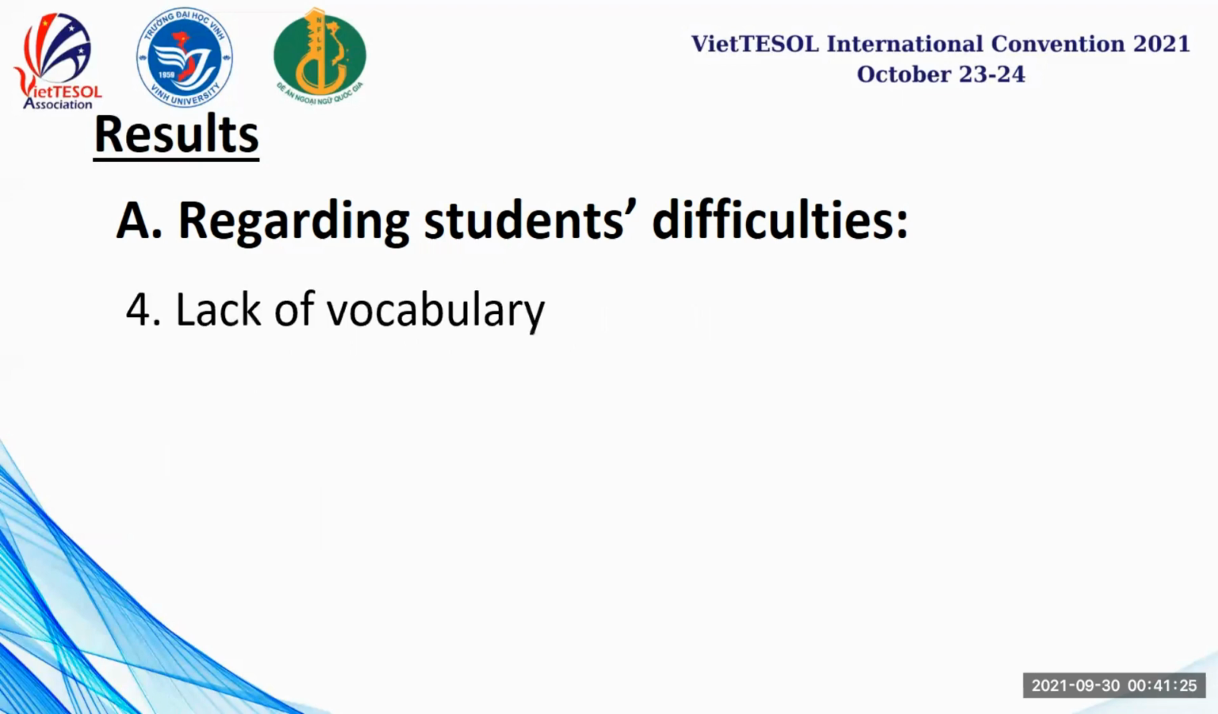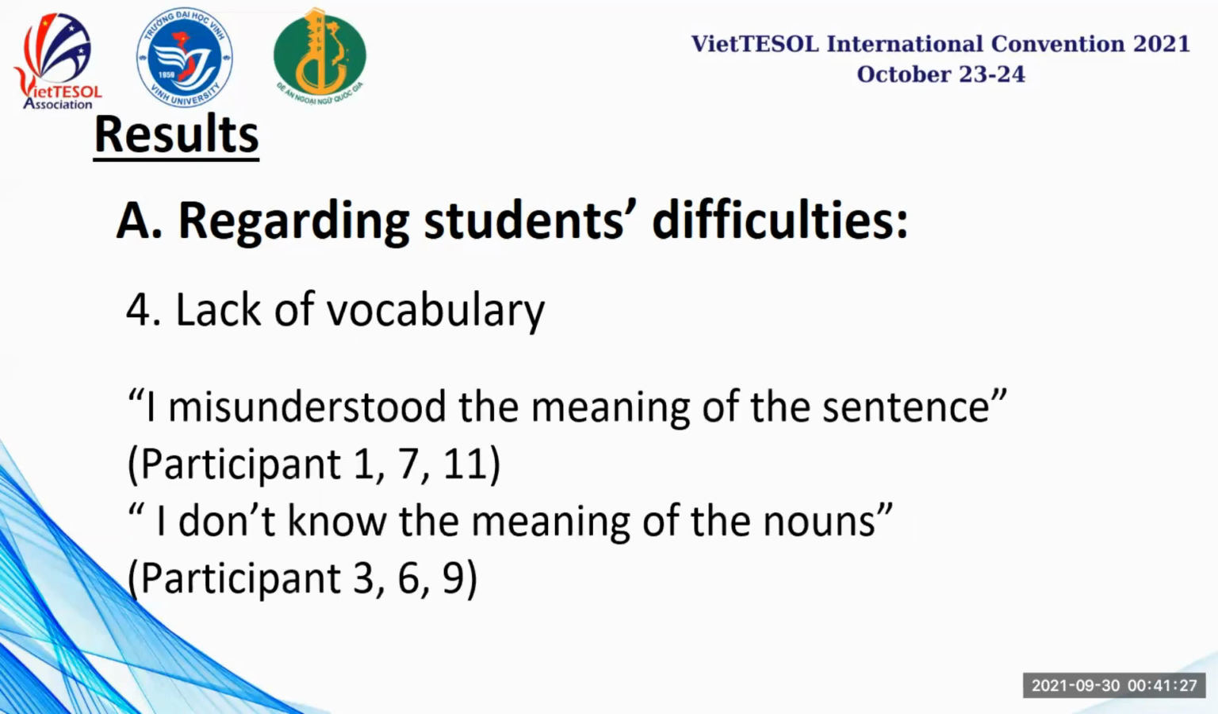Number four, the lack of vocabulary. "I misunderstood the meaning of the sentence. I don't know the meaning of the nouns." So their lack of vocabulary also leads to their failure in choosing the correct answer.